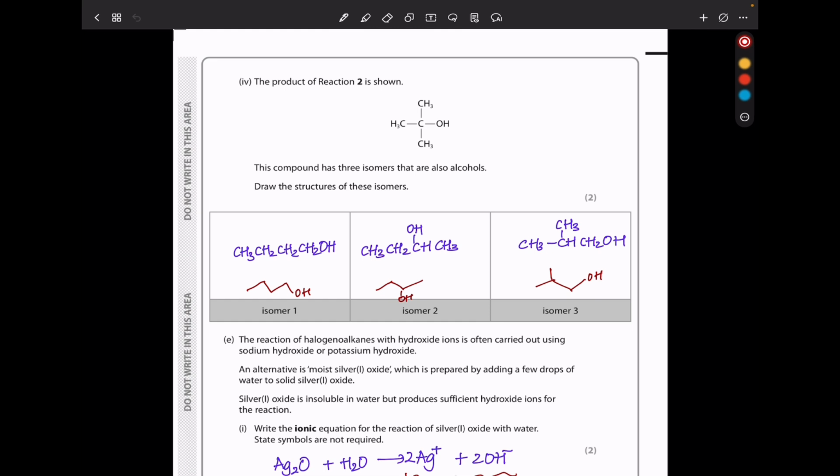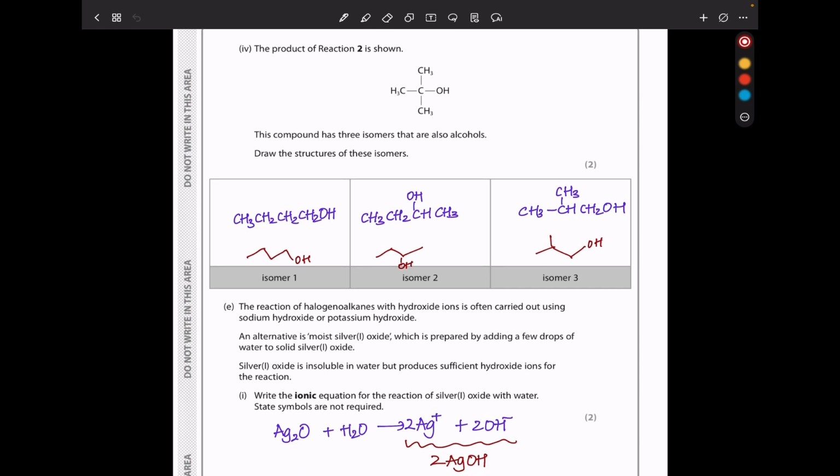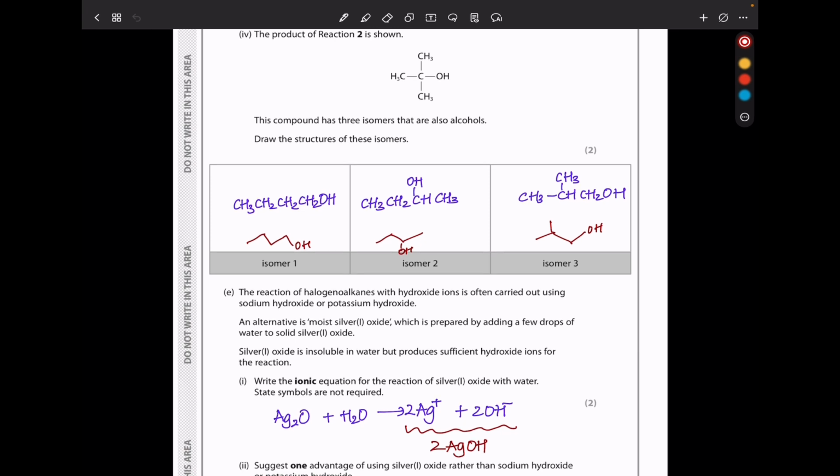And next they say the product of reaction 2 is shown, which is this one here. This compound has 3 isomers that are also alcohols. Draw the structures of these isomers. So this is a tertiary alcohol, so I drew the primary alcohol. Then there is a secondary alcohol and another primary alcohol, so 2 primaries and 1 secondary.